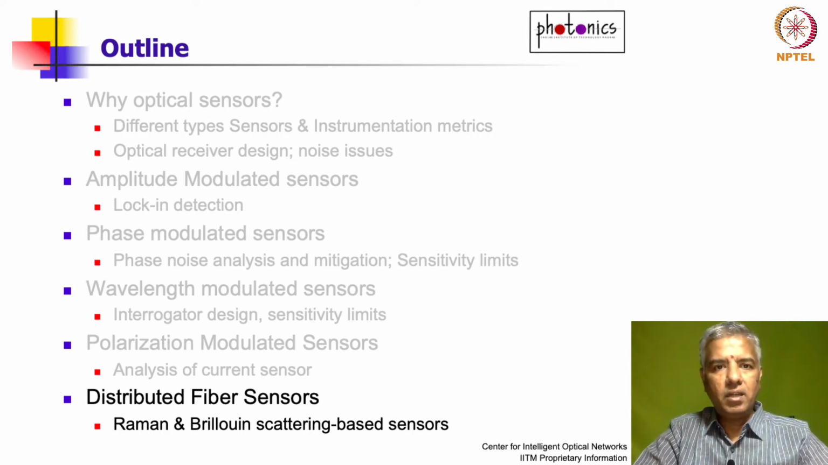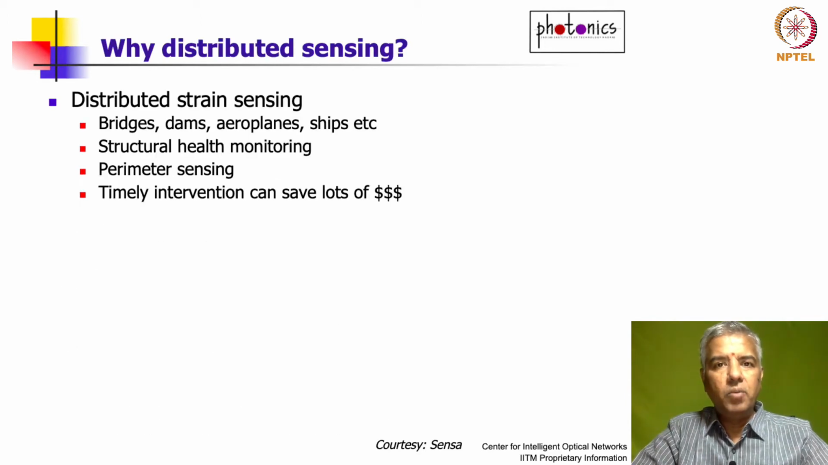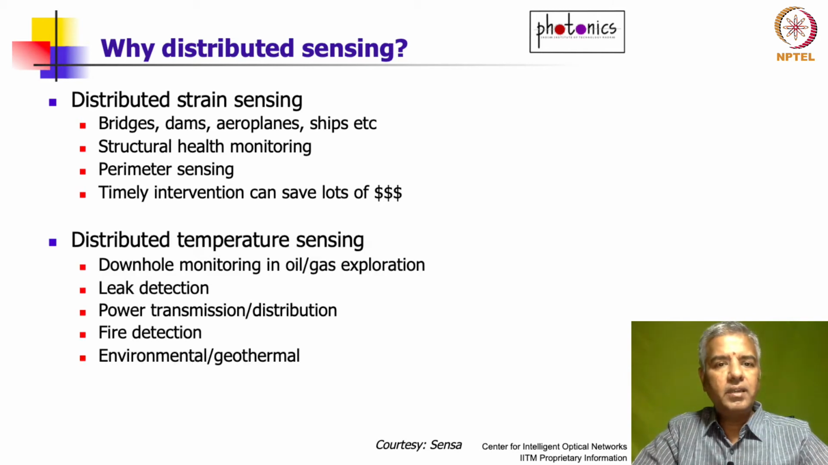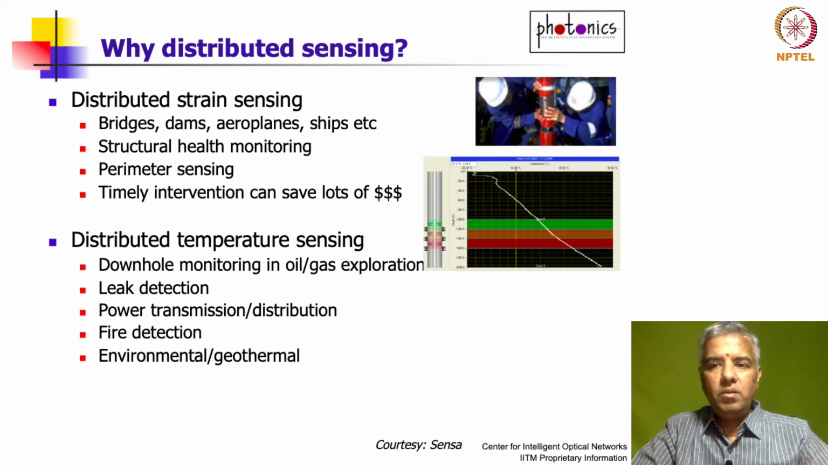Okay, so let's go back and look at the motivation for wide distributed sensing. We already talked about distributed strain sensing, in which case we said we may want to do structural health monitoring, perimeter sensing, and so on. But there is another class of sensors which is based on measuring temperature along the length of the fiber, and these are called distributed temperature sensing.